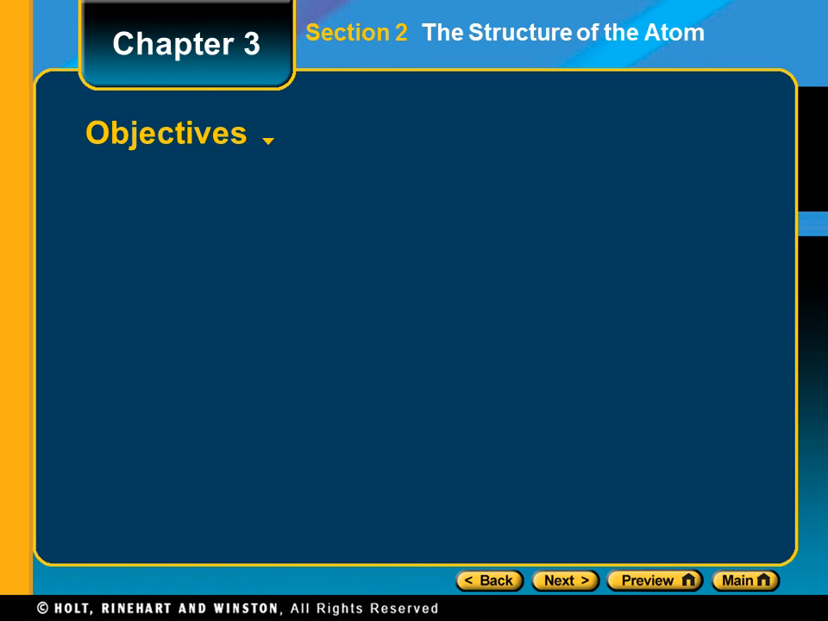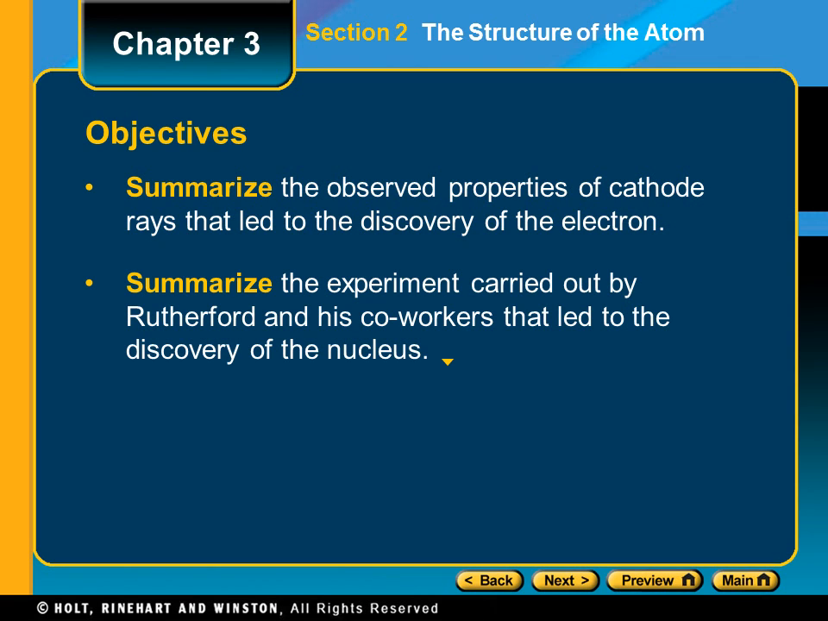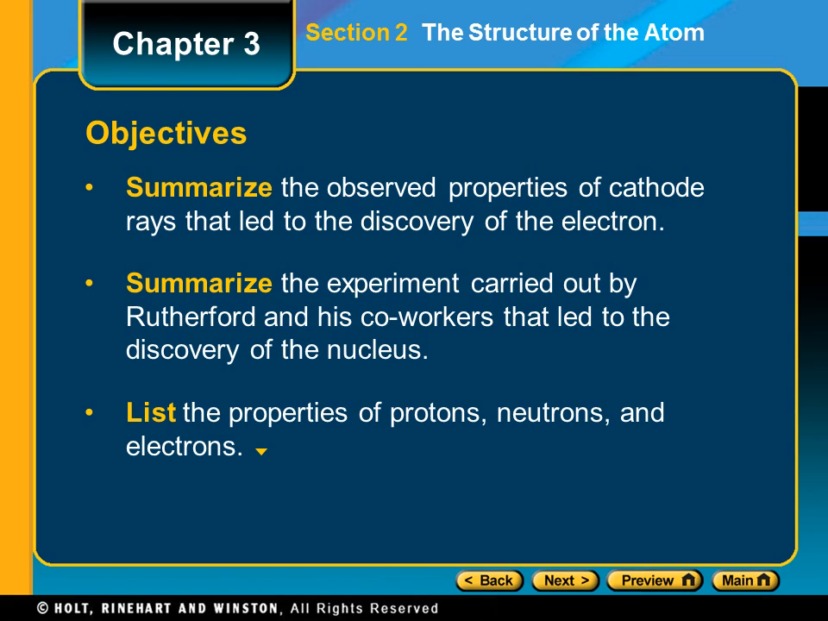All right, guys, we're going to look at the next section now, and this is basically an overview of the structure of the atom. You're going to need to be able to summarize the observed properties of cathode rays that led to the discovery of the electron. You're going to need to be able to summarize the experiment carried out by Rutherford and his co-workers that led to the discovery of the nucleus. Be able to list the properties of protons, neutrons, and electrons, and be able to define the atom.